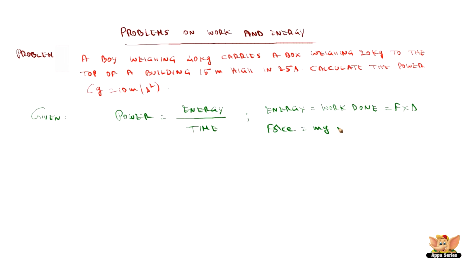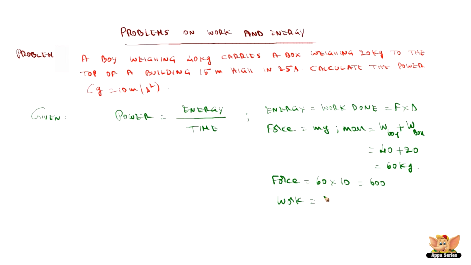Here the mass is the boy's weight plus what he is carrying. So the mass is the weight of the boy plus the weight of the box. Hence this becomes 40 plus 20, which is 60 kg. So we can find force, which is 60 into acceleration due to gravity, 10. So 600, and we can find out the work done.